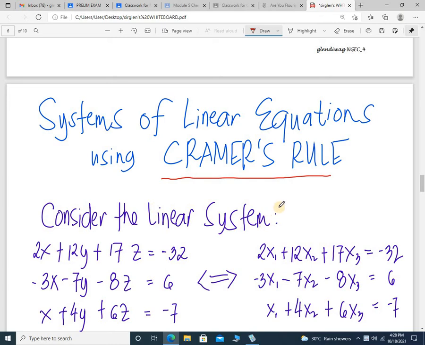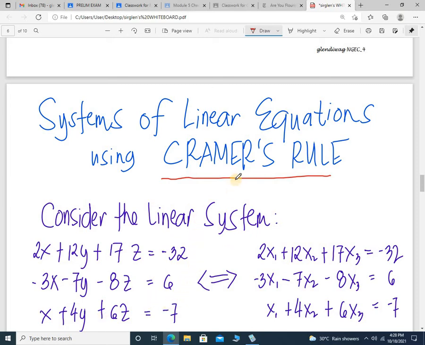So consider a linear system: 2x plus 12y plus 17z equals negative 32. This is the first equation. The second equation would be negative 3x minus 7y minus 8z equals 6. And the third equation is x plus 4y plus 6z is equal to negative 7.